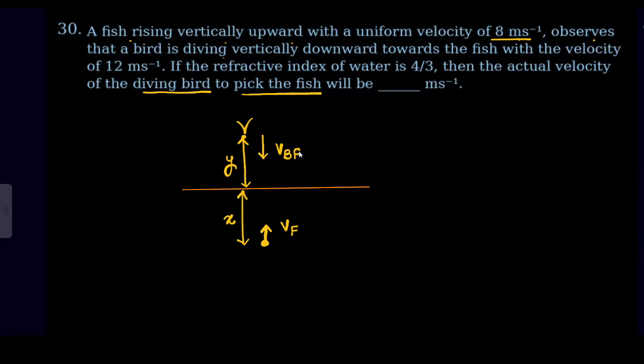Fish is observing the bird. That means the bird is coming with this much of velocity. This is the velocity of a bird with respect to fish. Is this point clear? Understand the terminology they have given? This is 12 meters per second.